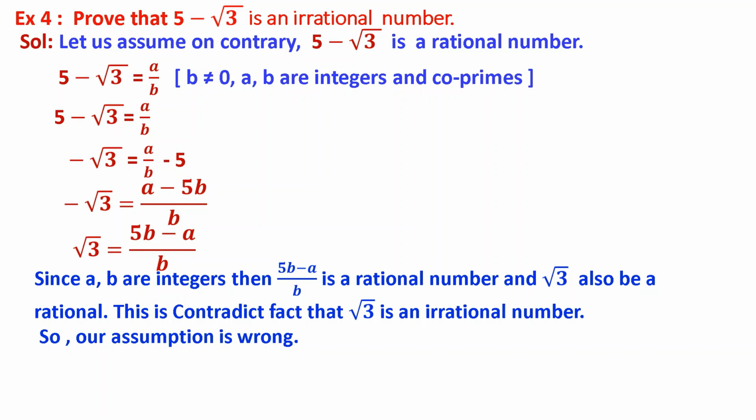But this contradicts the fact that root 3 is an irrational number. So our assumption is wrong. Therefore 5 minus root 3 is an irrational number. And proved. Like this, it's very, very important.